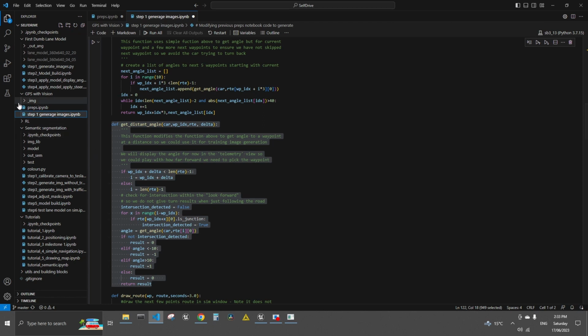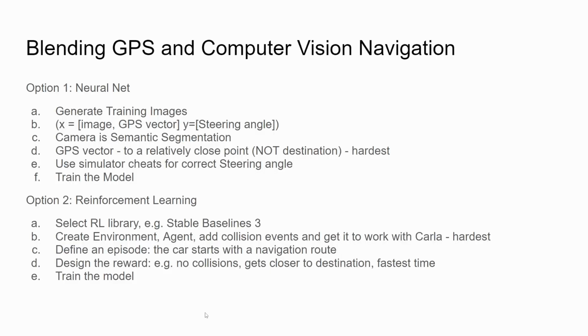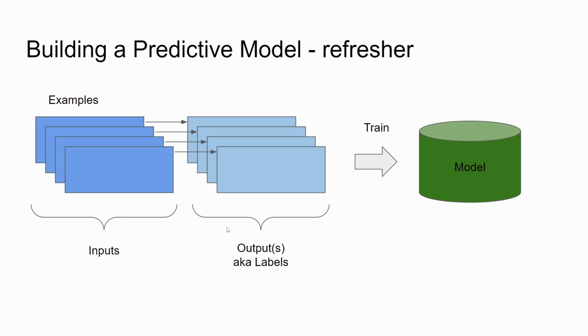And hopefully you'll get this _img folder when you replicate my repository on your machine, but it needs to exist before you run step 1. Okay, now we're going into the explanation.